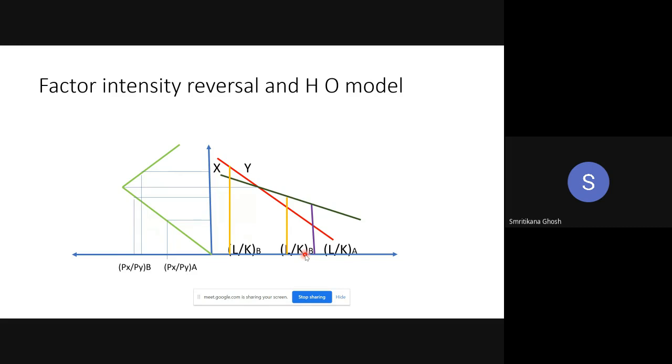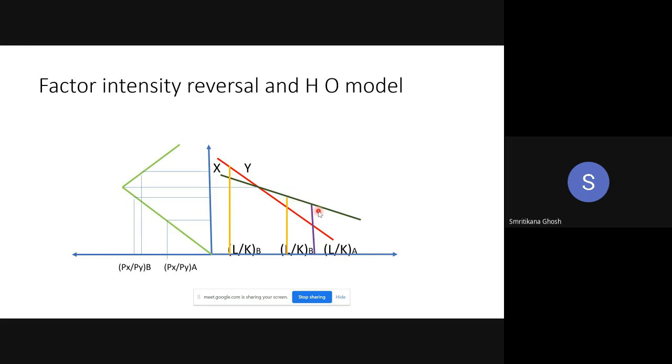There is factor intensity reversal, but the labor capital ratios are to the one side of this intersection point. These two values are to the one side of this particular intersection point. Now in this range, X is labor intensive, Y is capital intensive. Within this range, X is labor intensive, Y is capital intensive. The labor capital ratios of both the countries are very close to each other, so it's quite possible that there is an overlapping zone. Fine.